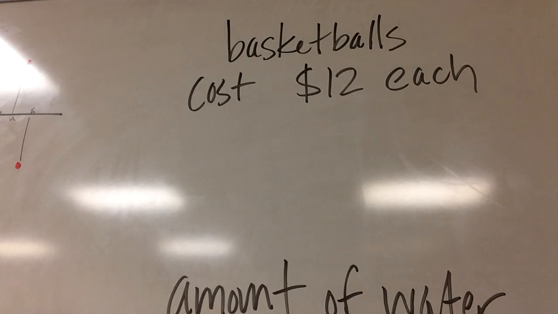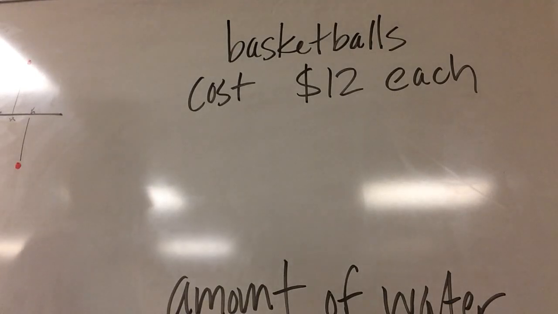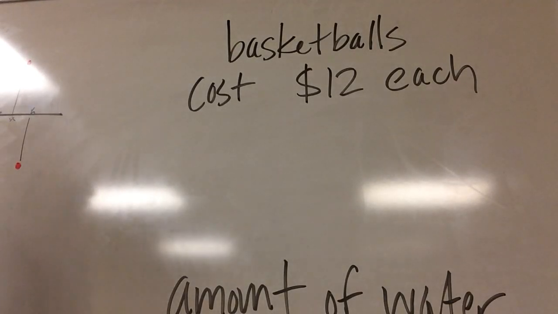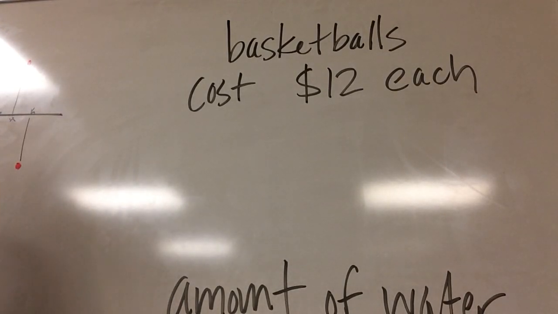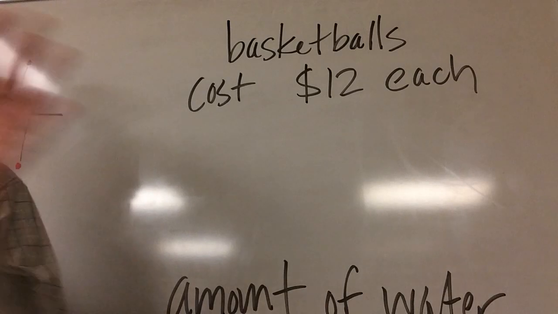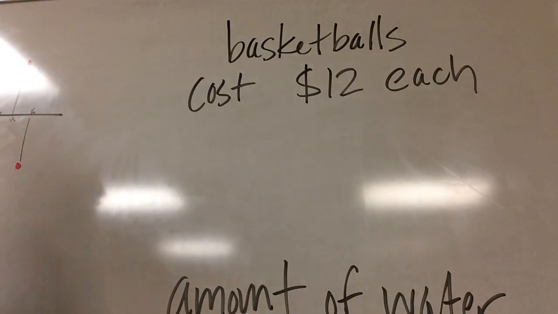Okay, so this is a discrete situation because you can only buy whole numbers of basketballs, all right? I can't buy an endless amount of basketballs. I can start with 0, and then I can buy 1 ball, or I can buy 2 balls, or I can buy 3 balls, or I can buy 4 balls, or I can buy all the balls until they're all out of the store, okay?